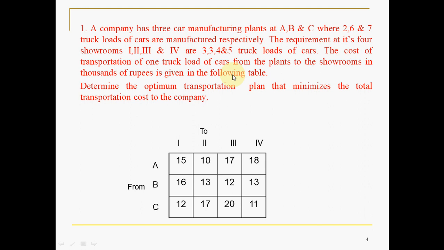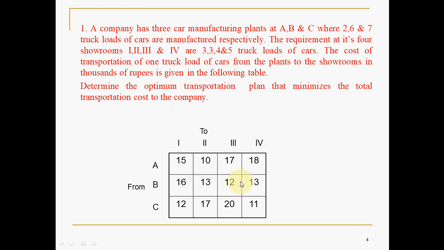Fine. The cost of transportation of 1 truckload of cars from the plants to the showrooms in thousands of rupees is given below. So this is a plant, this is the showroom. If you want to transport 1 truckload of cars from A to 1, that is from plant A to showroom 1, 15 in thousands is given. Instead of writing thousands here, it is truncated and only the numbers are written. 15,000 it is in fact. Finally you can take that into account. Just 3 zeros were skipped here, 10,000, 17,000, 18,000 uniformly.